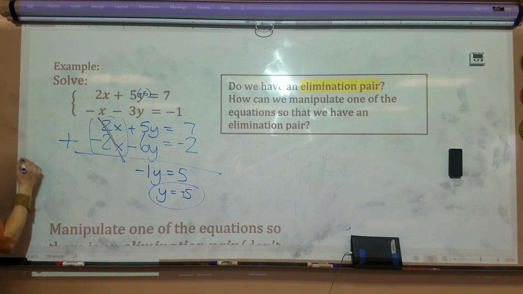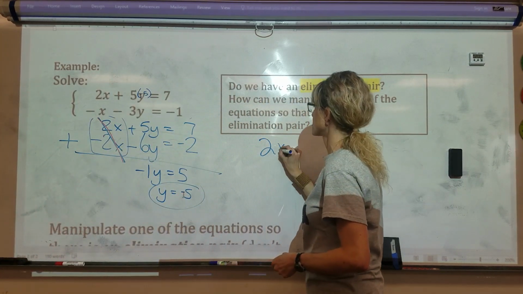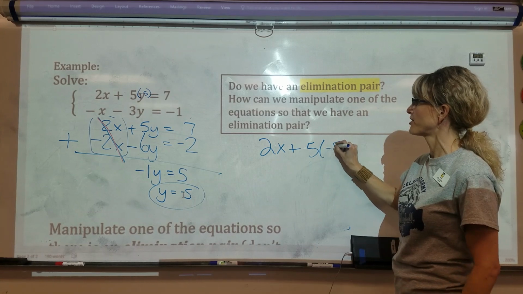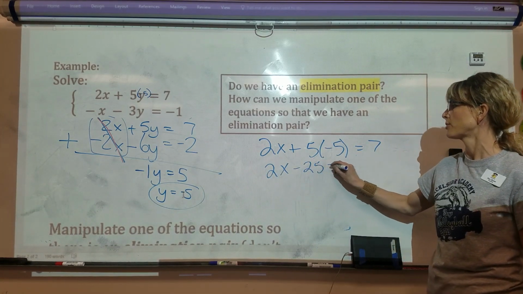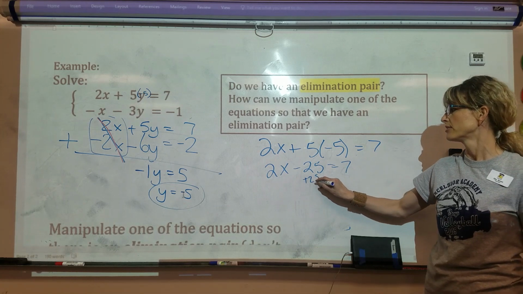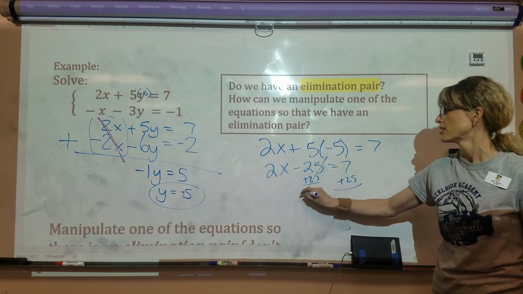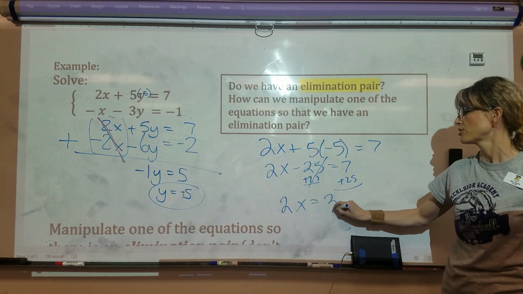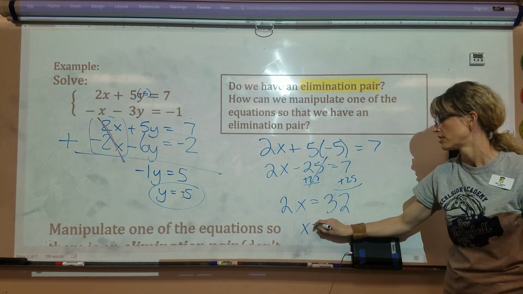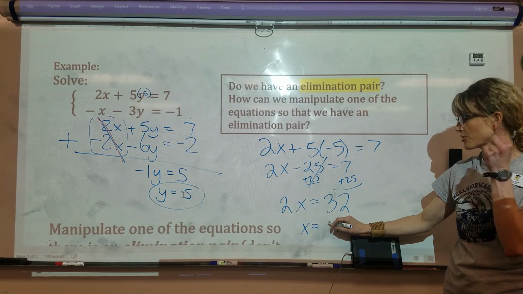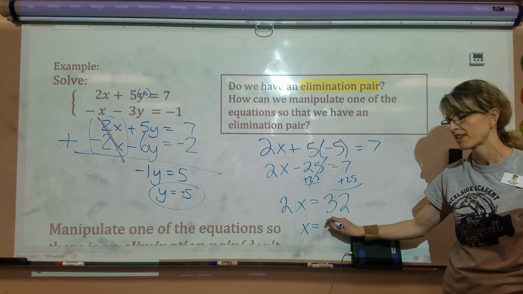So I'm going to solve it out. Let me solve it over here. 2x plus 5 times negative 5 equals 7. That's 2x minus 25 equals 7. We're going to add 25. Add 25. 2x equals 32. How do I solve for x now? Spencer? You divide both sides by 2. Very good. Alec, you were super fast on that, which is 16.